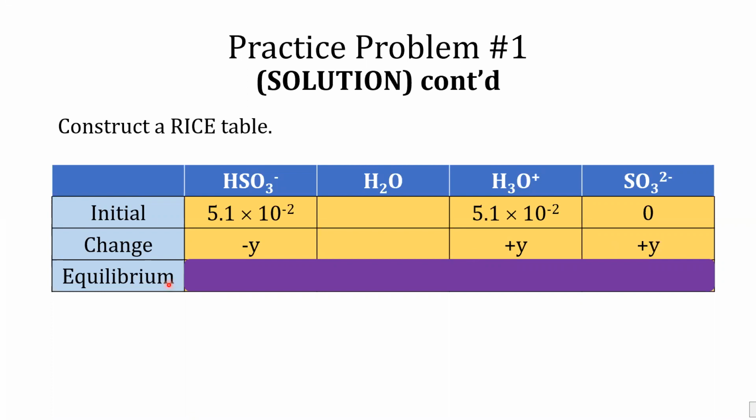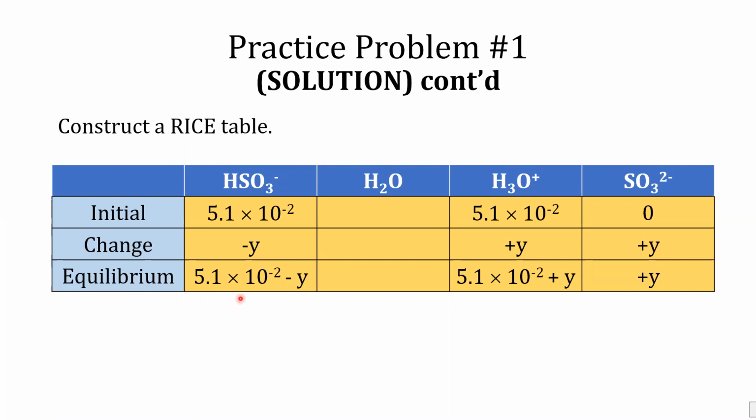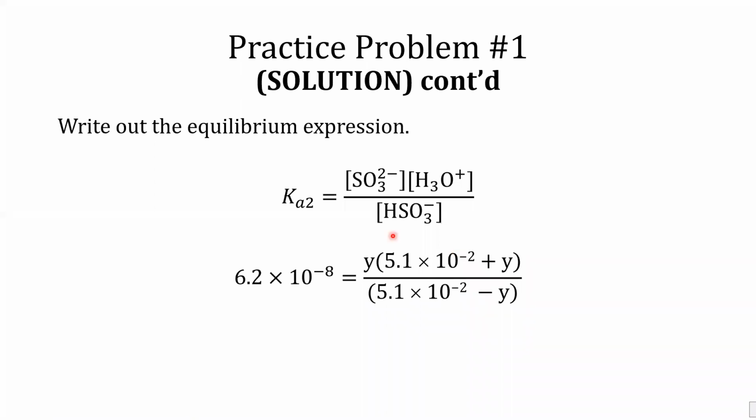The equilibrium concentrations are as follows: bisulfite ion with 5.1 times 10 to the minus 2 minus Y, hydronium ion with 5.1 times 10 to the minus 2 plus Y, and sulfite ion with plus Y. Now, like before, one writes the K equilibrium expression, but now for the second ionization process, where Ka2 equals the concentration of sulfite ion times hydronium ion divided by the concentration of bisulfite ion.